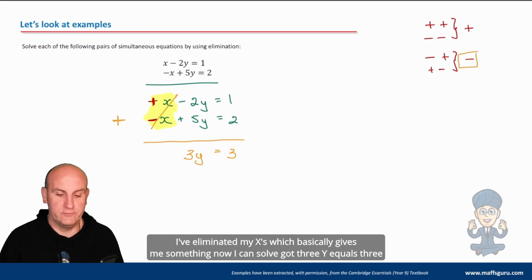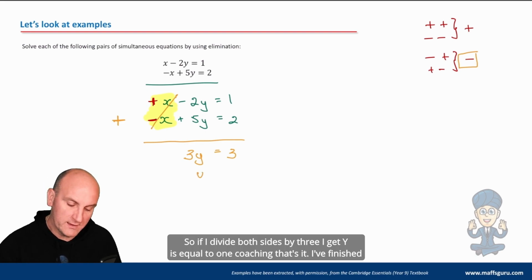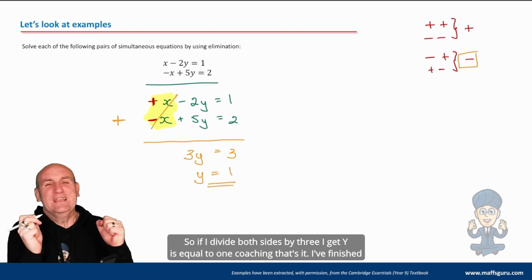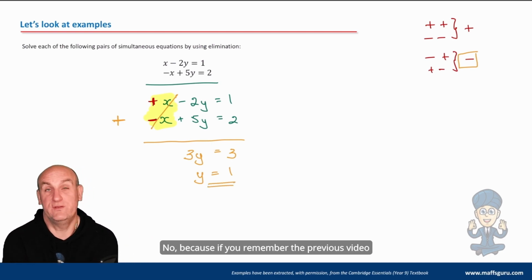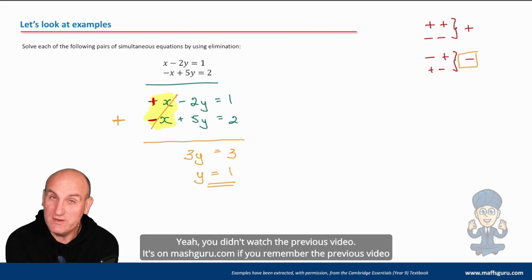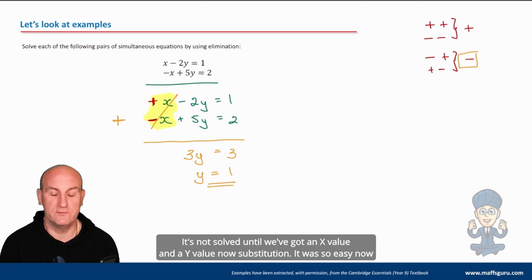I've got 3y equals 3. So if I divide both sides by 3, I get y is equal to 1. Ka-ching, that's it, I'm finished. No, because if you remember the previous video, oh yeah, you didn't watch the previous video, it's on mathsguru.com. If you remember the previous video, it's not solved until we've got an x value and a y value.